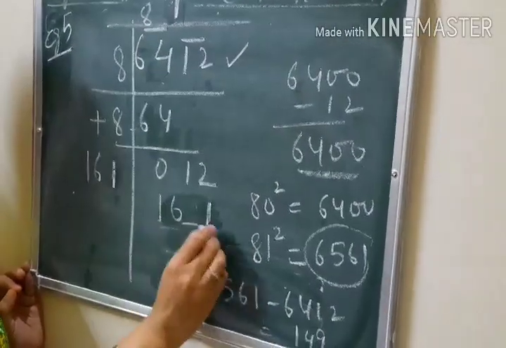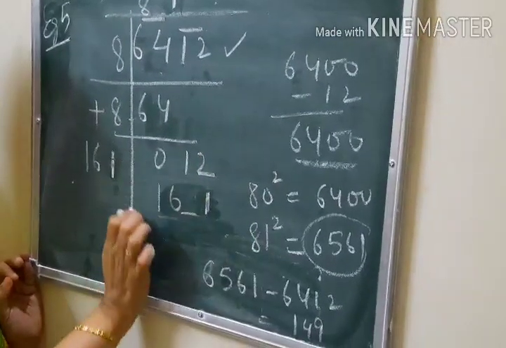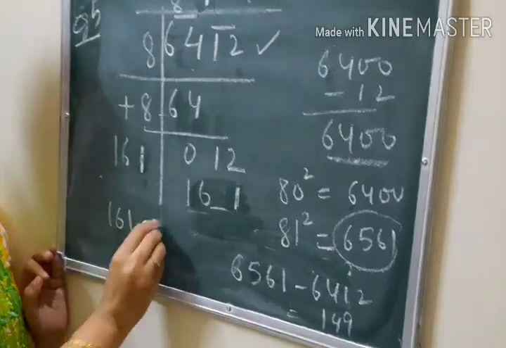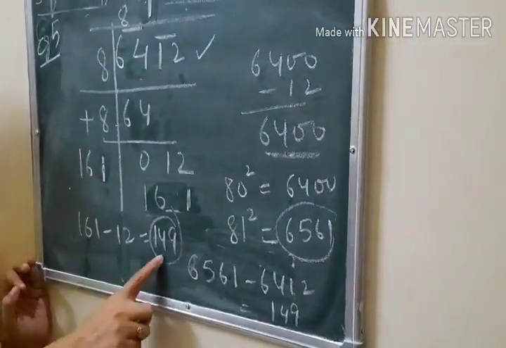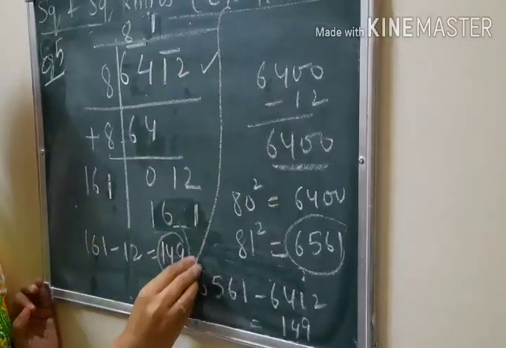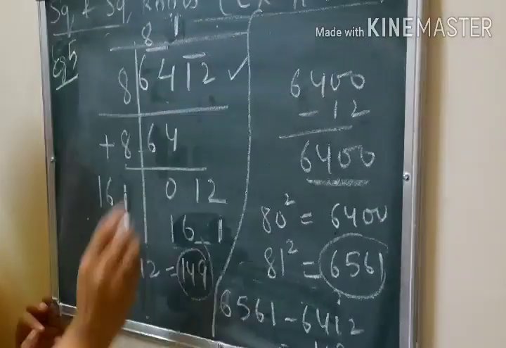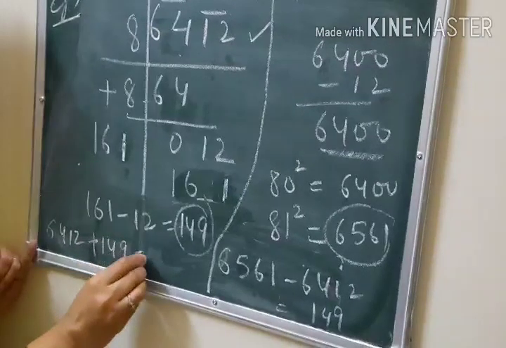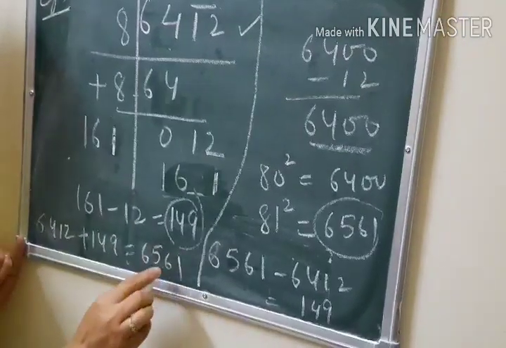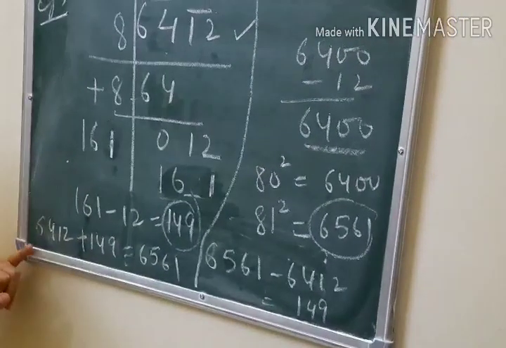Now subtraction we will do. We will not subtract 12 and 161. Simple subtraction we will do. 161 minus 12 is 149. And 149 is the answer which is required to be added to this 6412. So when we add 6412 to 149, it will be 6561, which is a perfect square of 81.